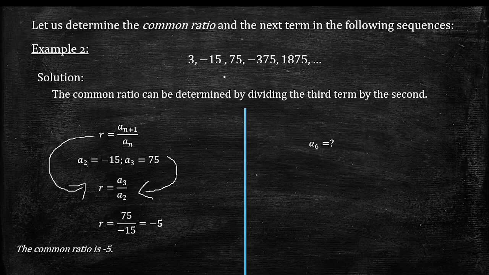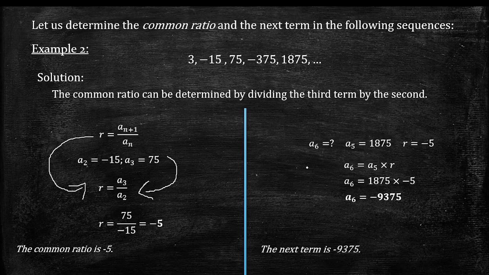So to find a sub 6, we need the preceding term. The preceding term is a sub 5. So a sub 5 is equal to 1,875. Then the common ratio is equal to negative 5. Ito yung formula: a sub 6 equals a sub 5 times r. Substitute the values. So a sub 6 equals 1,875 times negative 5. So a sub 6 is equal to negative 9,375. Therefore, the next term, or the sixth term, is negative 9,375.